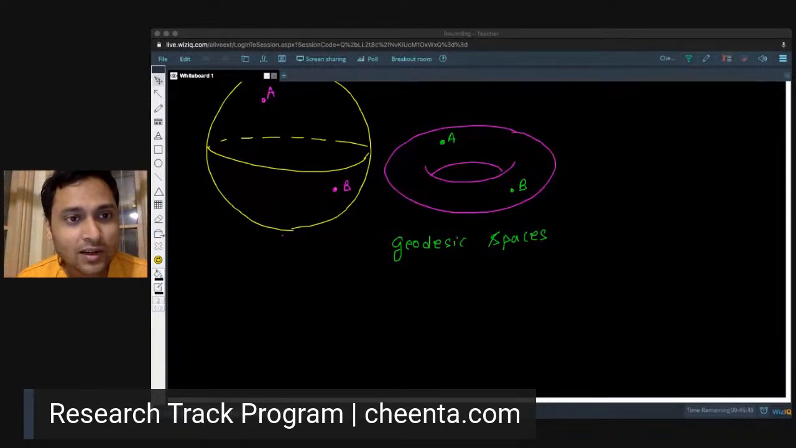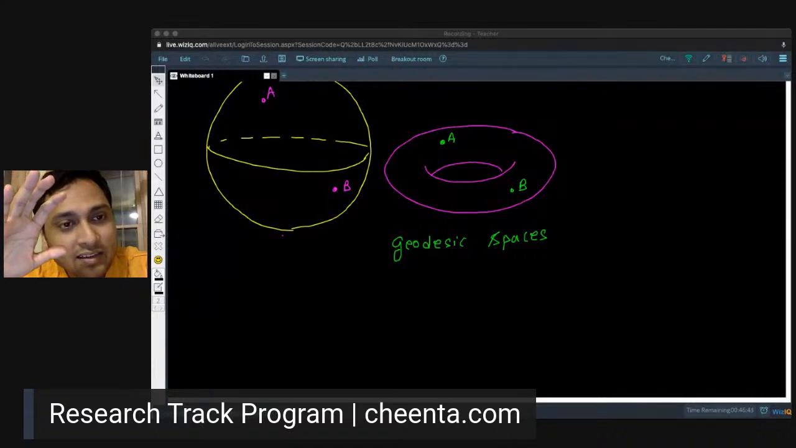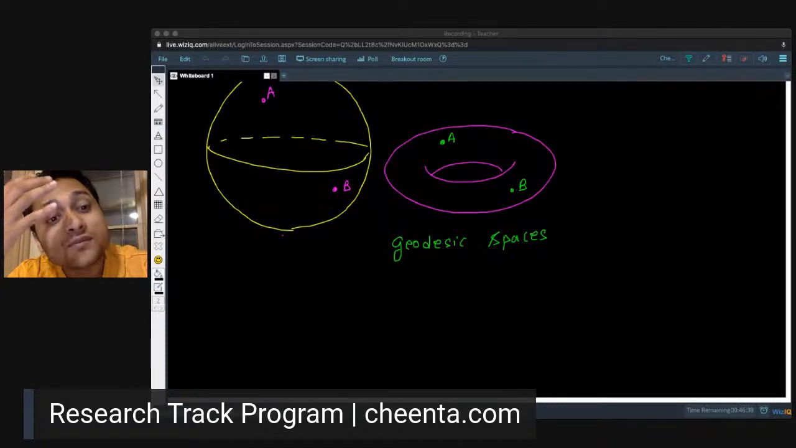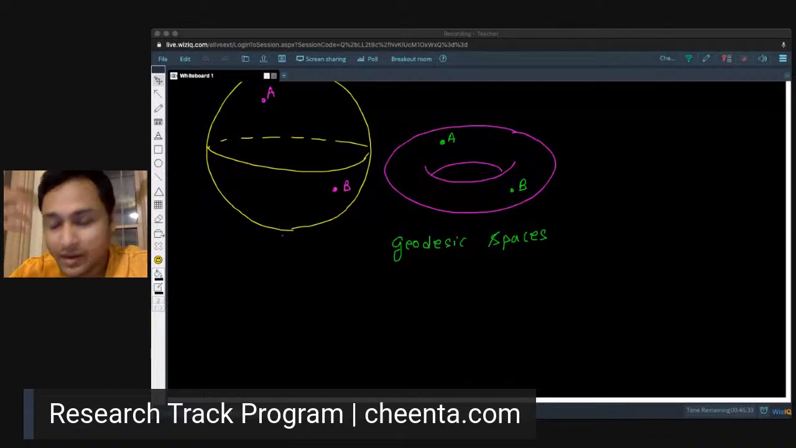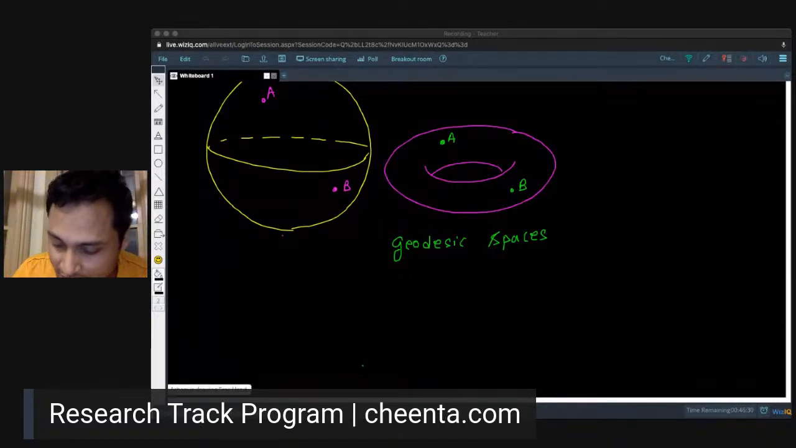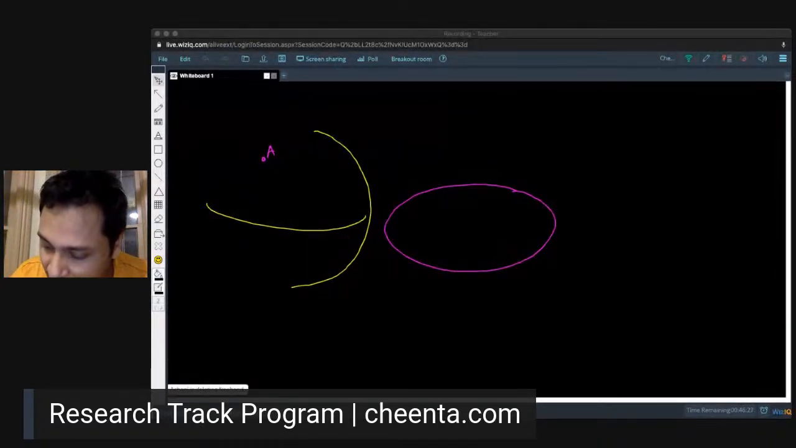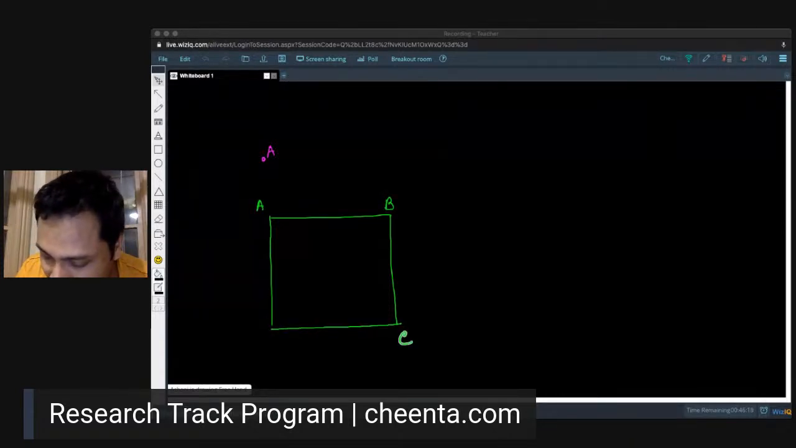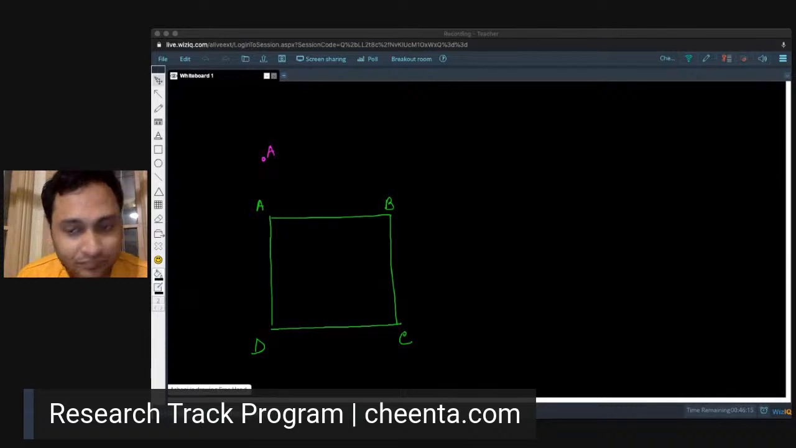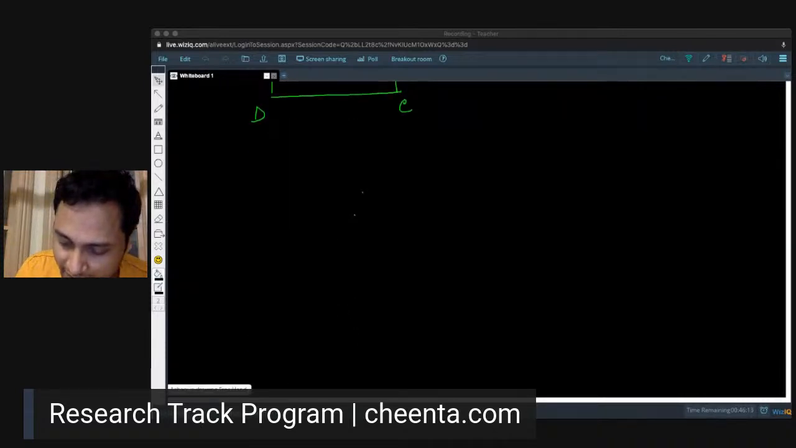Okay. So I'll tell you a method to find the shortest path on the torus. And this particular method works for a general class of spaces. So this is a general strategy. And what is it? Let's talk about it. This strategy is like this: I'll take a square sheet of paper. So you have A, B, C, D, the square sheet of paper.